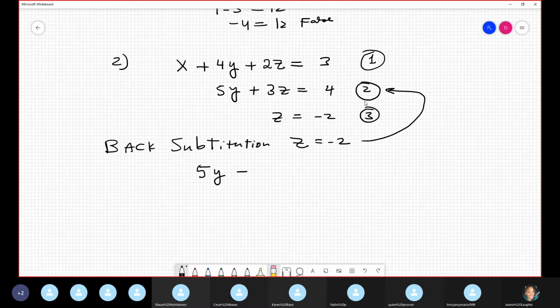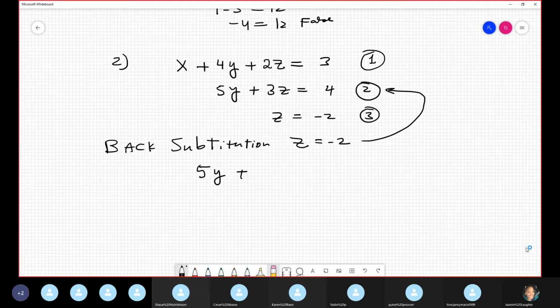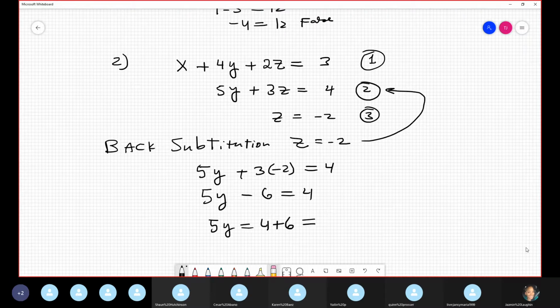5y. Jasmine says yes. Okay, plus 3 times z, que es -2, should be 4. Entonces 5y minus 6 equals 4. 5y is equal to 4 plus 6 is 10 divided by 5. Y is 2.